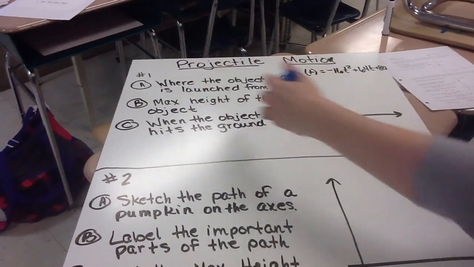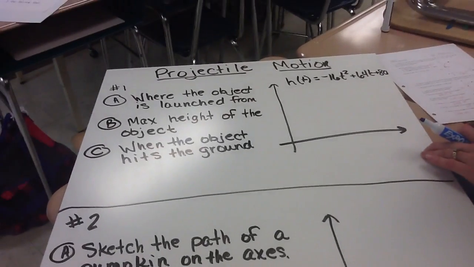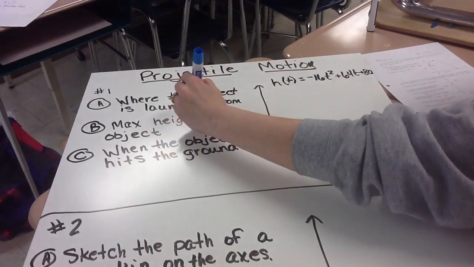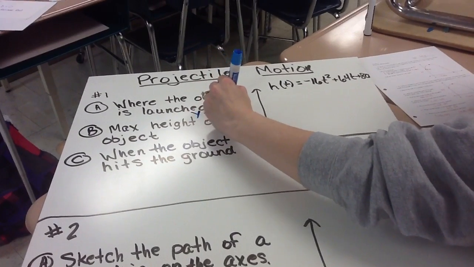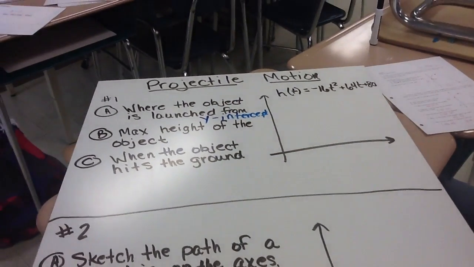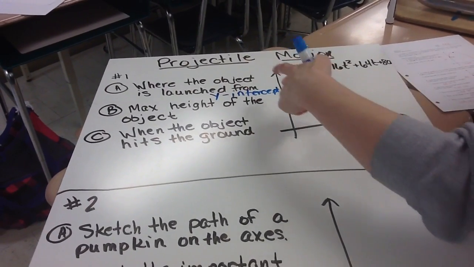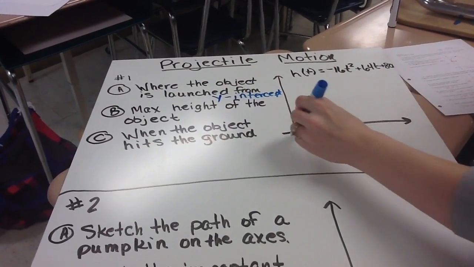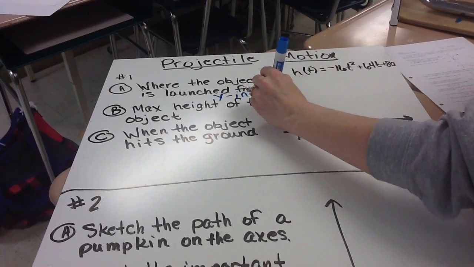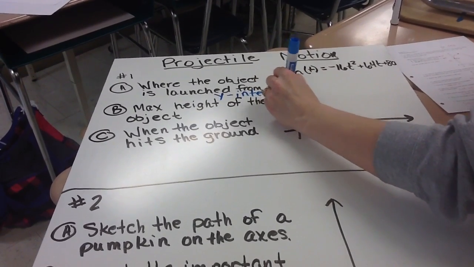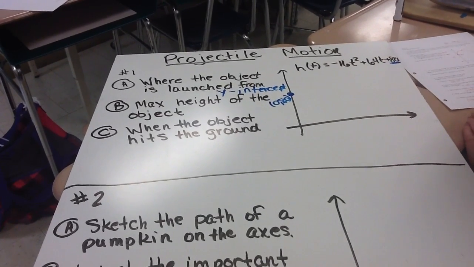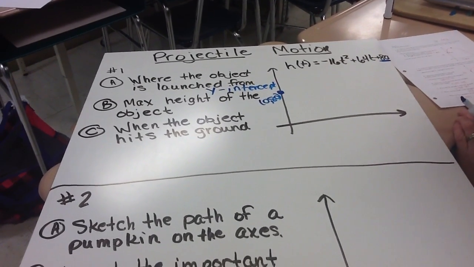So we're going to answer just a couple of quick questions and plot some spots on the graph. It says where the object is launched from. This is always our y-intercept. So again, where the object is launched from is the y-intercept. We're going to go up here, there's a y-intercept, and we're going to label it 0, 80. If you remember, this number on the end of our standard form equations is always the y-intercept.